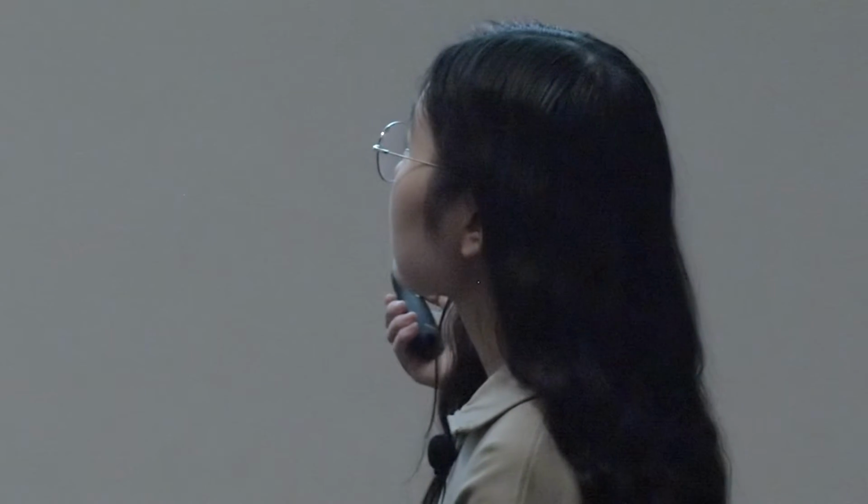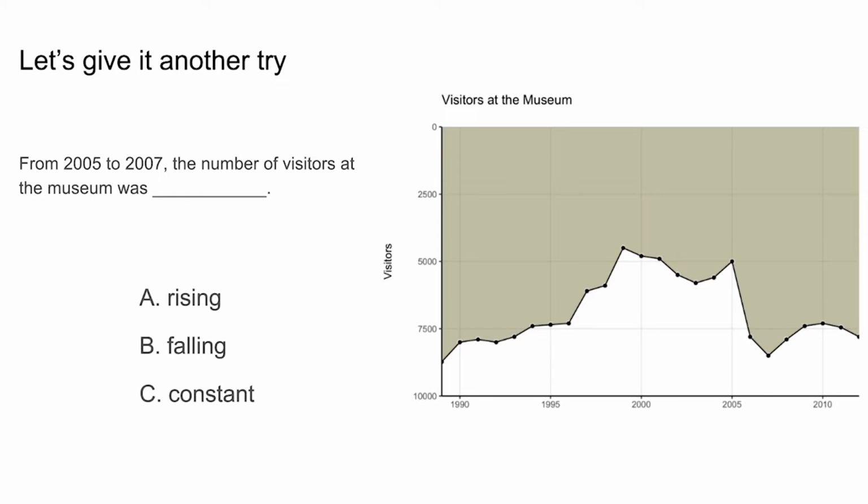Cool, but that's not the only visualization in the world, so let's try a new visualization with a similarly formatted question that says, from 2005 to 2007, the number of visitors at the museum was rising, falling, or constant. Applying a similar strategy as before, we would first find 2005 to 2007 on the x-axis, and that gives us this region to focus on. And looking at the three dots here, it seems to be going down. So we would be choosing falling, right?